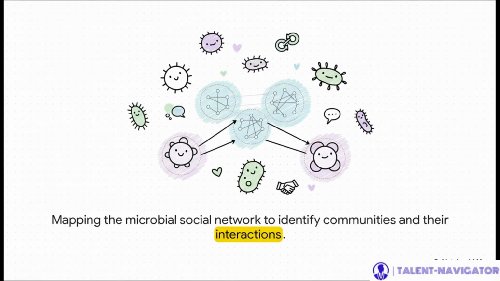So, how in the world do scientists study this complex city? They do it by creating maps, just like the one you're seeing here. Honestly, you can think of it as a social network for your microbes. Each dot is a type of microbe, and the lines show their relationships. This lets researchers see who's friends with whom and how they cluster into different neighborhoods or cooperative groups.